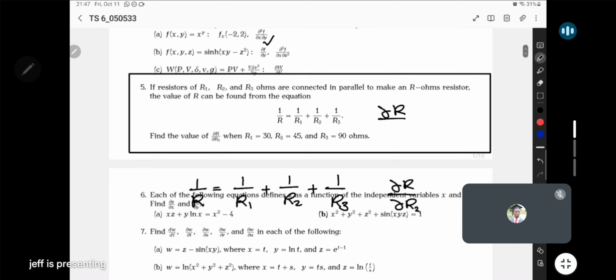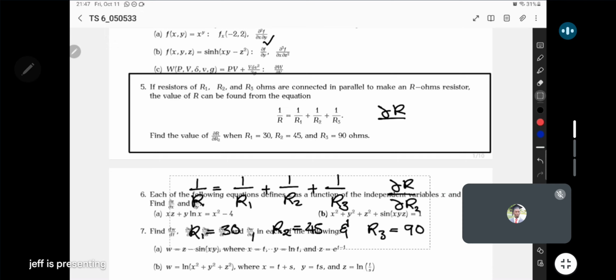Okay, so here they're giving us values for R1. R1 is 30. When R1 is 30, R2 is 45, and R3 is 90 ohms. So all these are in ohms.